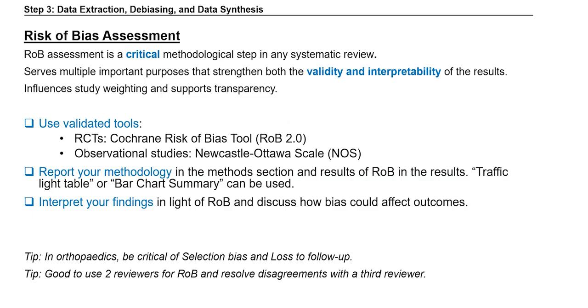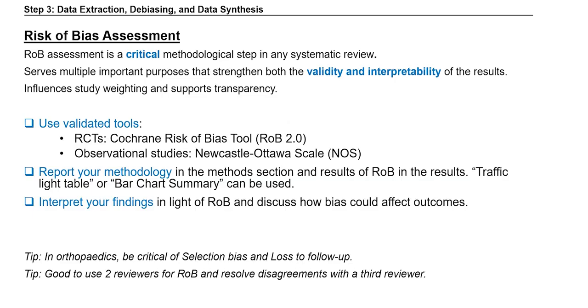You have to mention how you assessed for bias, and if you did not really de-bias, or if the studies were kind of biased based on your expert judgment, you should mention that when you're discussing those studies. It should be reported in your methodology. It can be reported as a bar chart, a summary of the biases of the study, or we have something called a traffic light table. And that can also be used to report the risk of bias assessment outcomes.